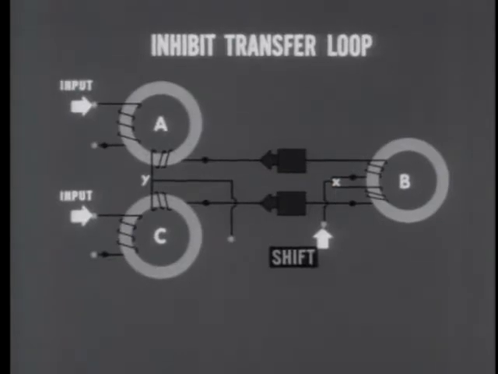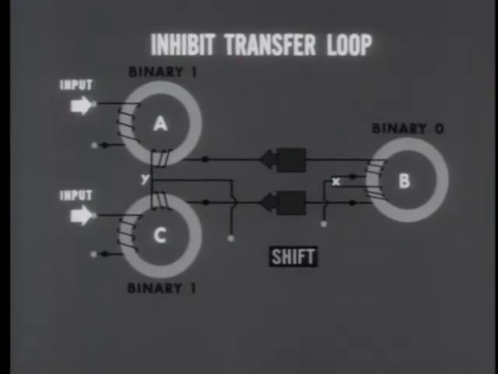All three cores are cleared to 0. A non-dot input is applied to core A, switching it to binary 1. And for our first operation of the loop, core C is also switched to 1. Now the shift pulse is applied. And the question is whether the branch currents into which it divides at point X will be equal or unequal.